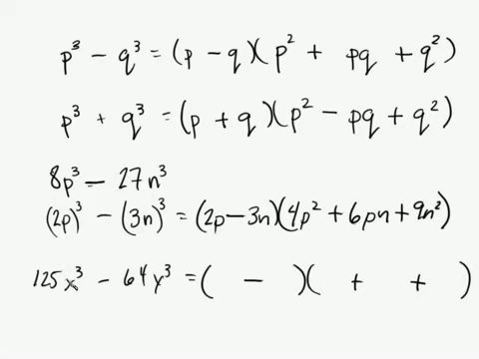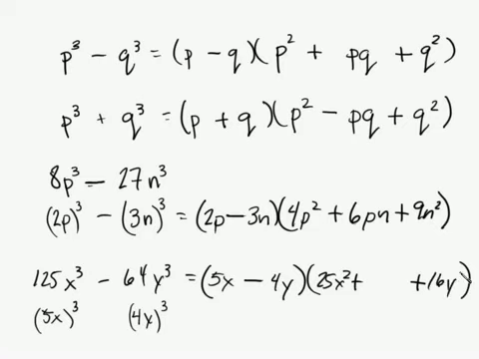This is 5x the quantity cubed, right? I mean, I'll go ahead and write it, but you want to get in the practice of remembering that. This is 4 cubed, so we're going to write this as 4y the quantity cubed. Alright, so write this 5x once here, write this 4y once here, then you square the first term, and you square the last term, and you multiply the two.